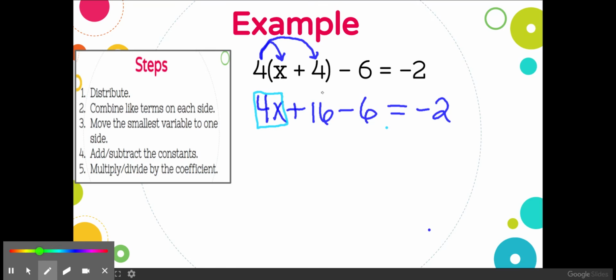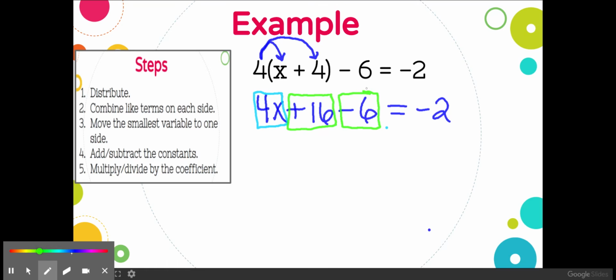The next term is a positive 16. This does not have a variable, so anything else without a variable on that side of the equal sign will be its like term. In this case, it is -6. If I have the same color, that means I'm going to combine those like terms because they're like terms.